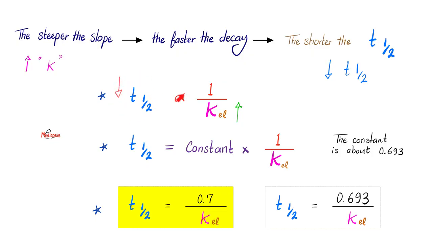So if T-half is inversely proportional to K elimination, and I want to remove this proportional sign and put an equal, I have to multiply this by a constant. So T-half equals constant times whatever was here. Okay, what's that constant? The constant, mathematicians have told us, is about 0.7. So T-half is 0.7 over K elimination. If your textbook is super sophisticated, they use 0.693, which is about 0.7.